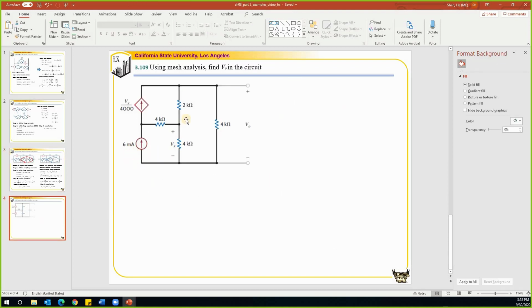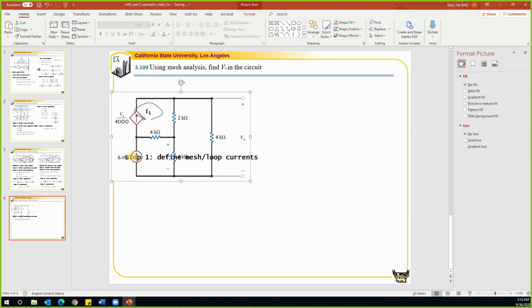Let's look at the last example. In this example, we're going to use mesh analysis to find a VO in the circuit. This problem is also different from all the previous problems. This is a case 4 where it has dependent sources. The way to solve this problem is to treat this source as a regular independent source from the beginning. And then in addition to that, we write an equation about the controlling variable.